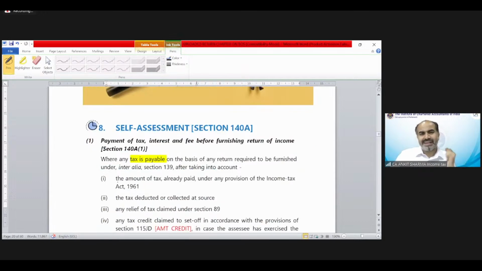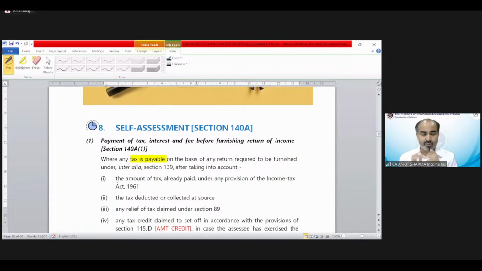Payment of tax, interest and fees before furnishing the return: whatever tax is payable. The self-assessment tax is the tax which has not been paid earlier. We have already discussed the collection of tax methods. In the TDS provision, we discussed that government collects your tax in different ways in the previous year also.